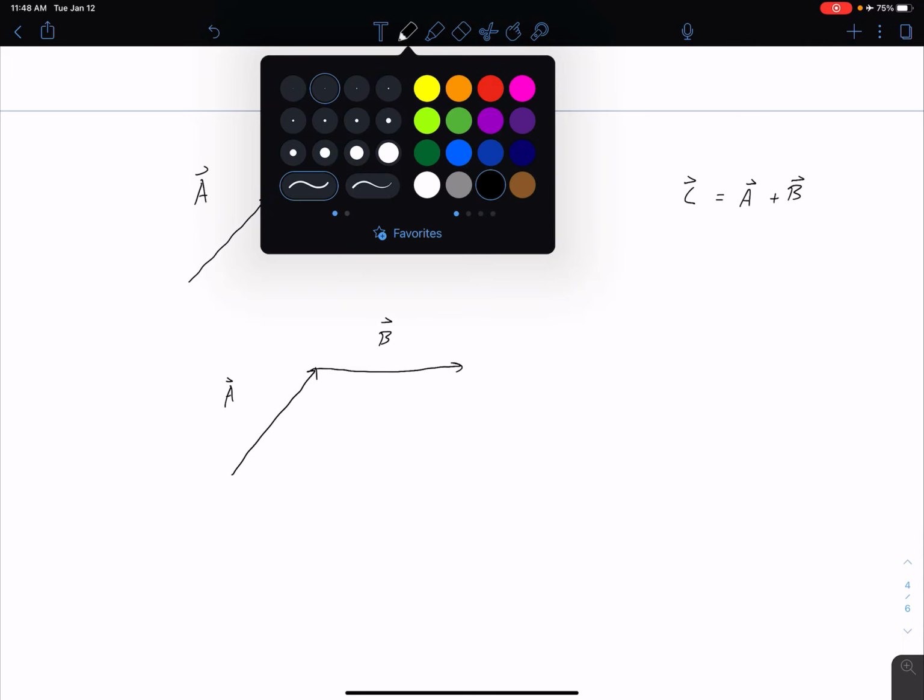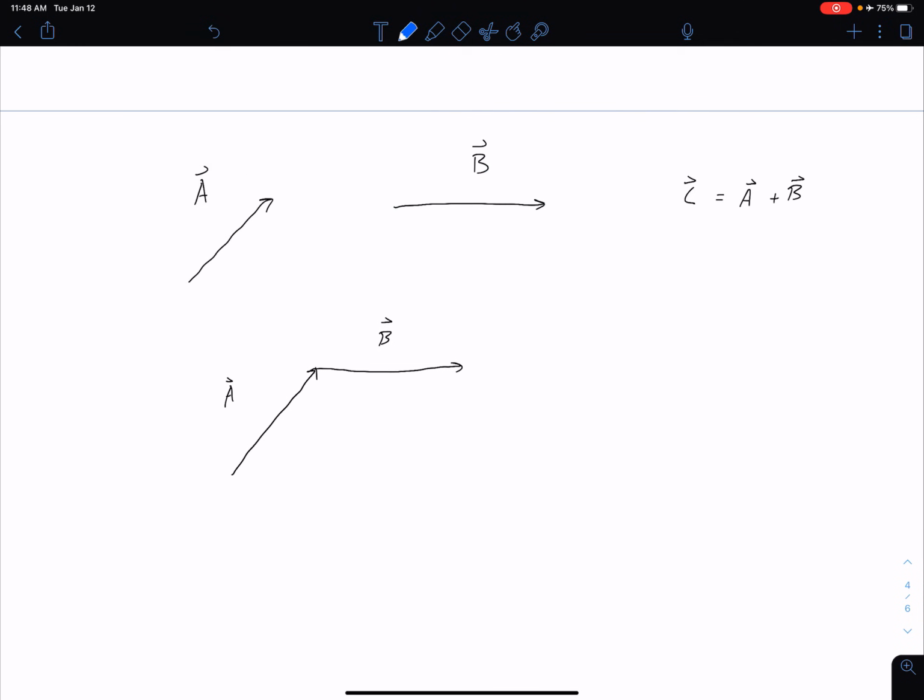And so we then connect in our c vector between our starting point and our ending point. And so it's going in the direction from start to end. So this would be start, this would be end, so our c is going in sort of this up and to the right direction in this case. So that would be what our c looks like. We could also do the same thing graphically for subtraction.